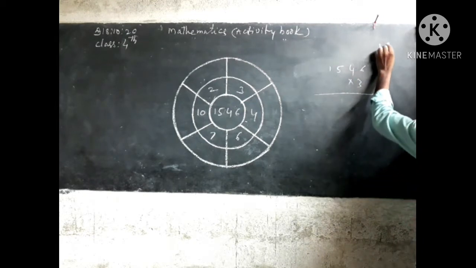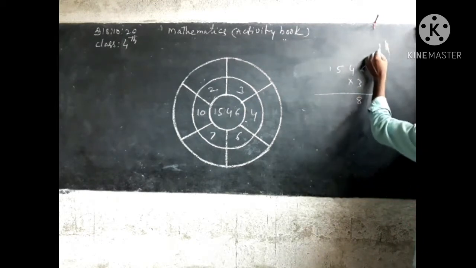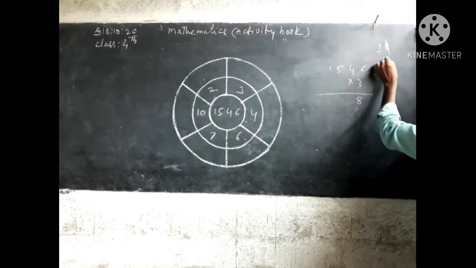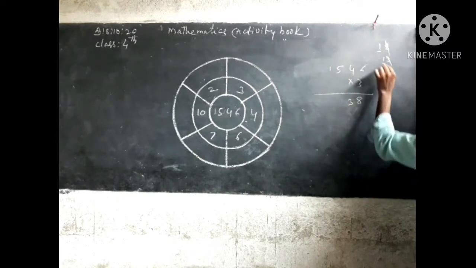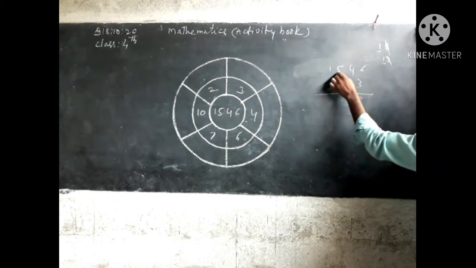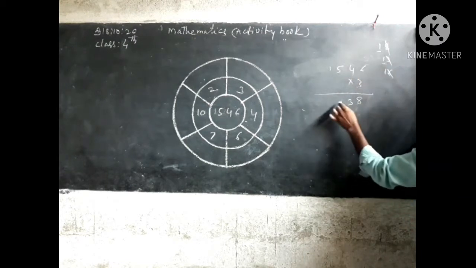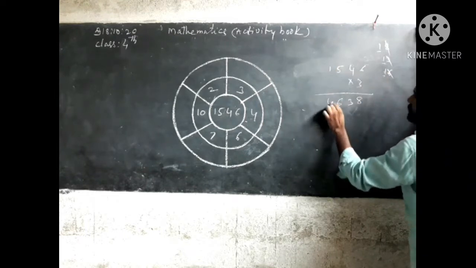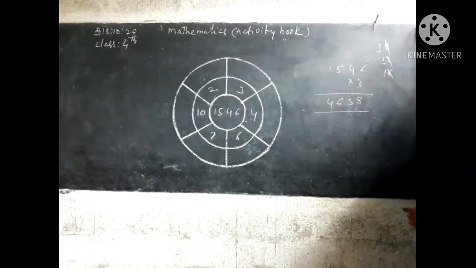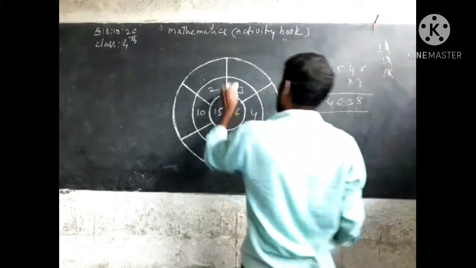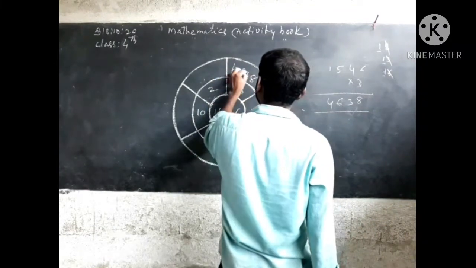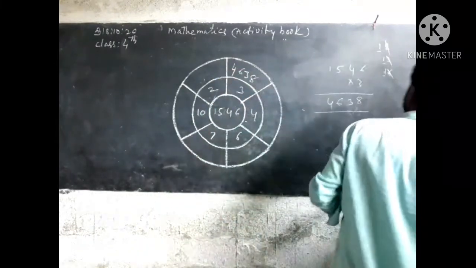3 6s are 18, 8 taking, carrying 1. 3 4s are 12, 12 plus 1 is 13, 3 taking, carrying 1. 3 5s are 15, 15 plus 1 is 16, 6 taking, carrying 1. 3 ones are 3, 3 plus 1 is 4. So what we get? The product is 4638. Now next.